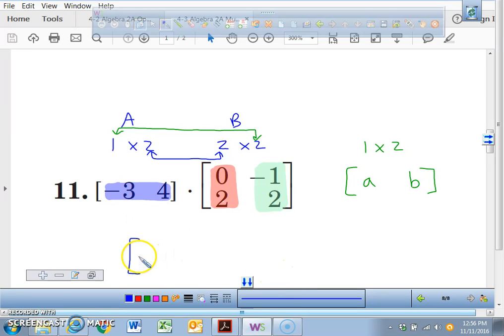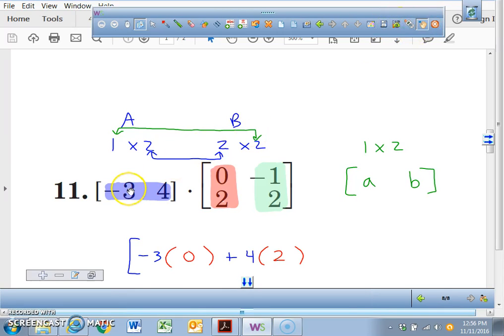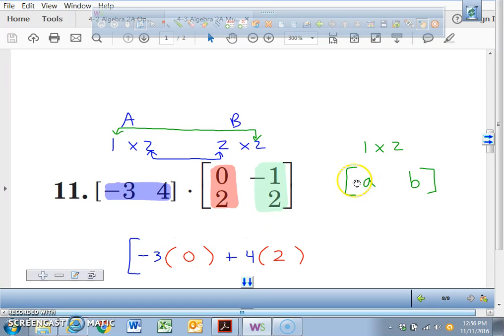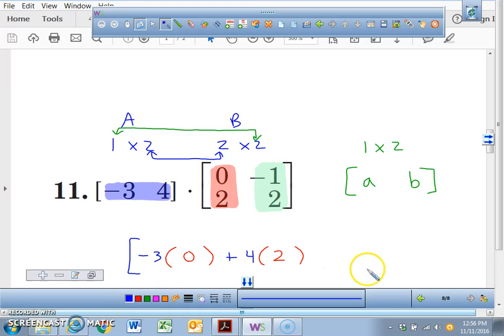We're going to start with the negative 3. Put negative 3 times 0. First number times first number plus second number times the second number in the column. Here we go. First times first plus second times second. And that right there, everybody, will be what A is going to equal. Now we're going to move over a little bit to the right.